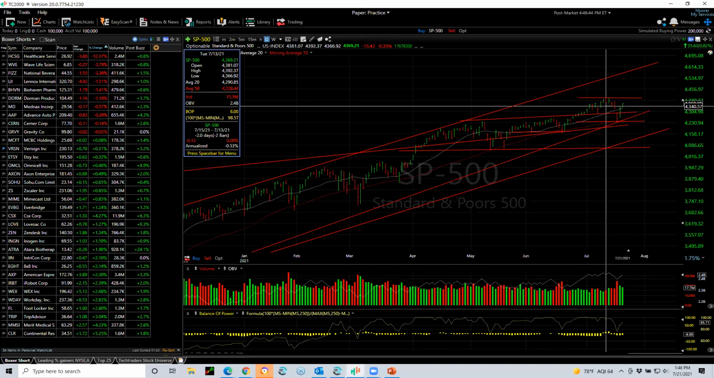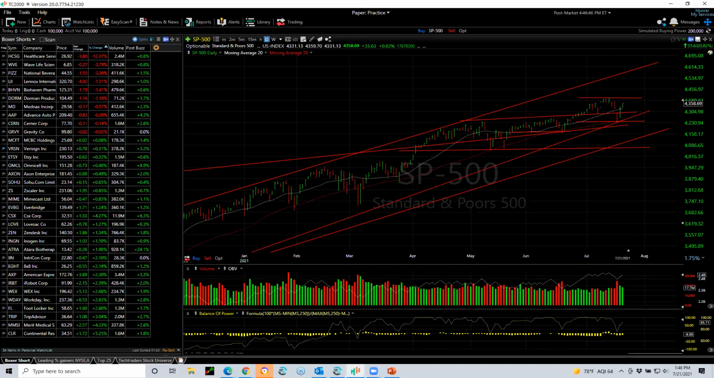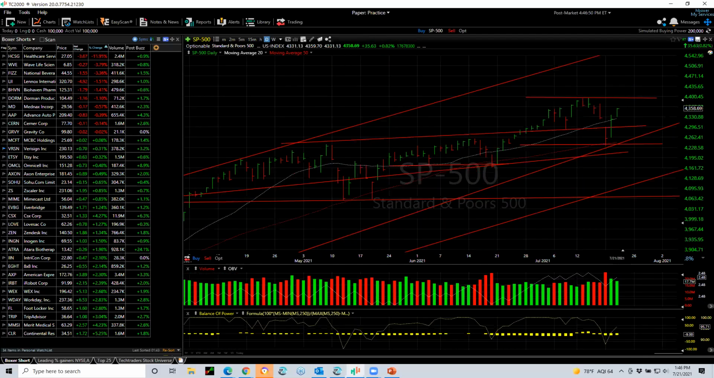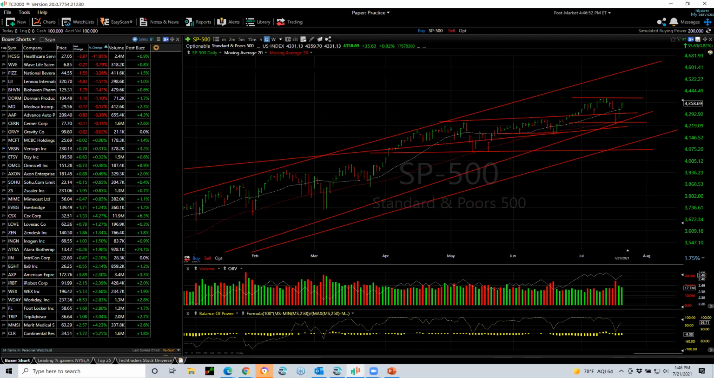Carefully watch the S&P 43, 93, 94 range. We get through that, we're looking much higher potentially. Wouldn't shock me if we went 4,500, even 4,600 on this move up.